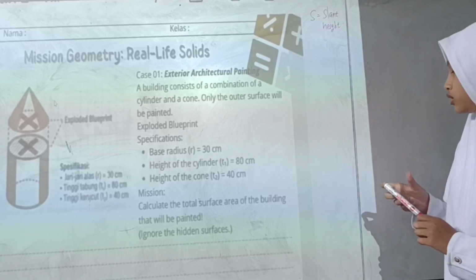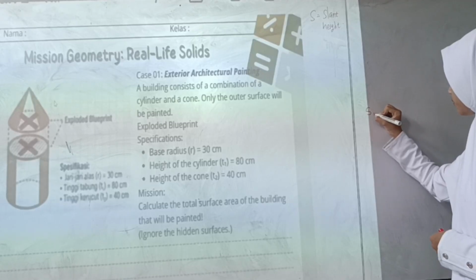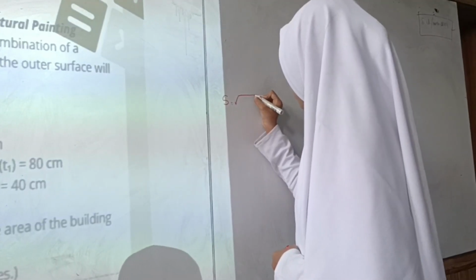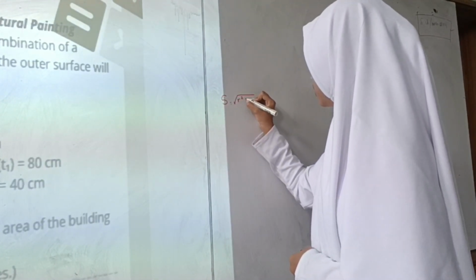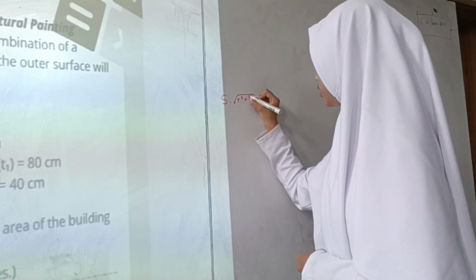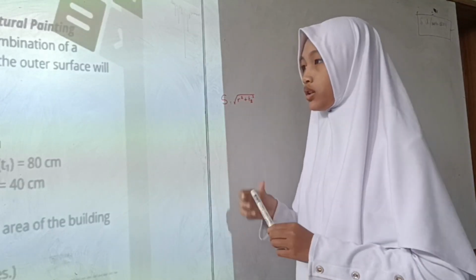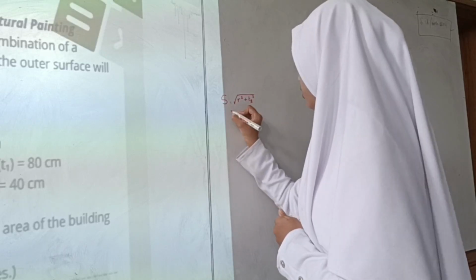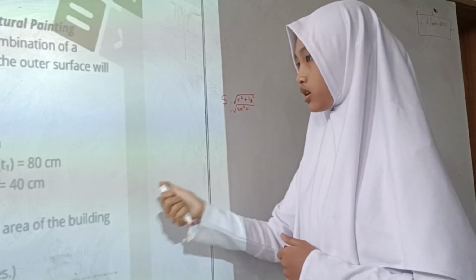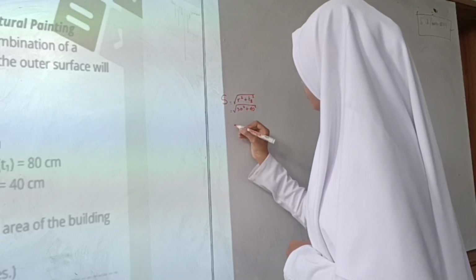So here we must find the slant height first, which is the S, and the formula is the root of radius square plus the height 1 and height 2 square. So here the radius is 30 centimeter. So we will write the root of 30 centimeter square plus with the second height, which is 40 centimeter square.